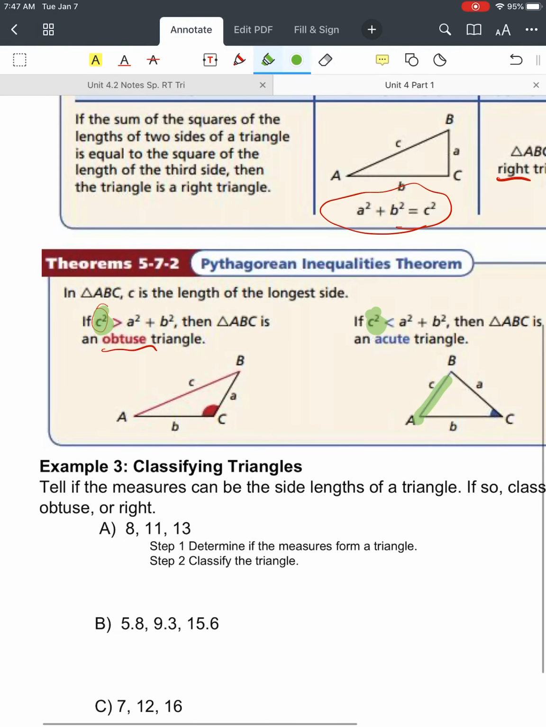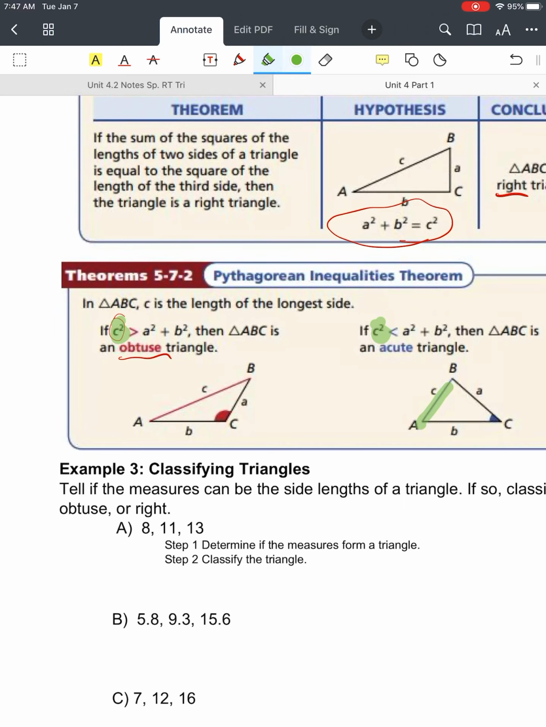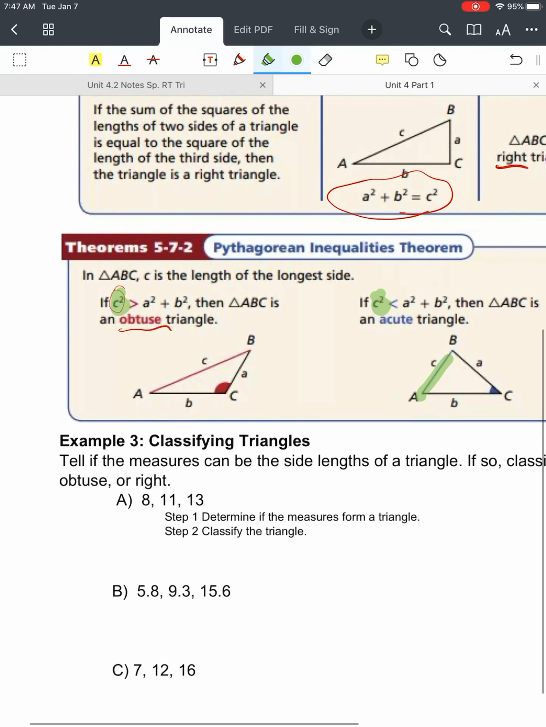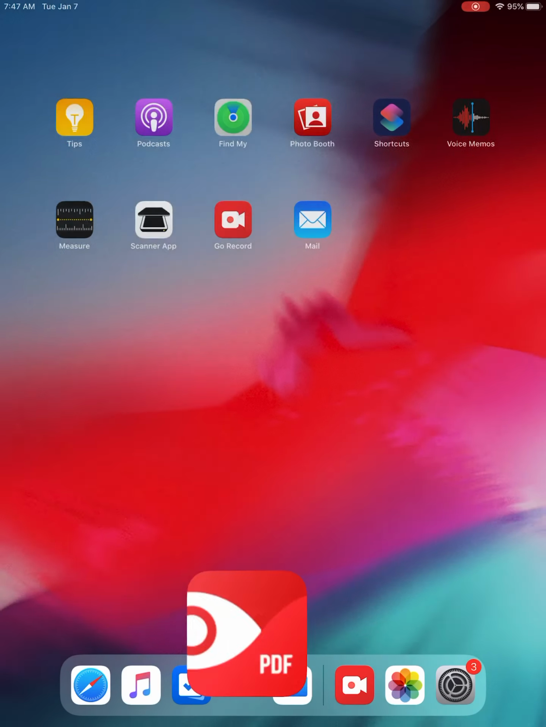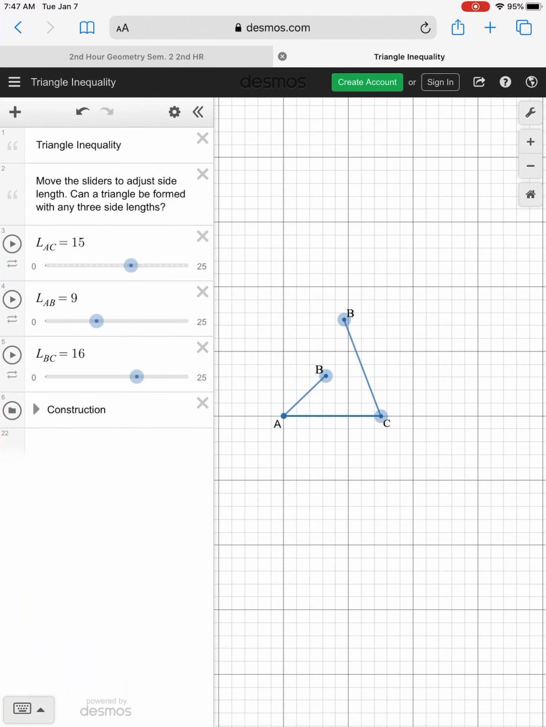Now another thing that I want to add is that sometimes we can have pairs of numbers. As you can see in the next few examples, I'm going to give you three numbers. A triangle has three sides, so we have three measures. We're going to decide first, based on the side lengths, if it's a triangle. So I'm just going to switch over really quick and show you guys a little Desmos.